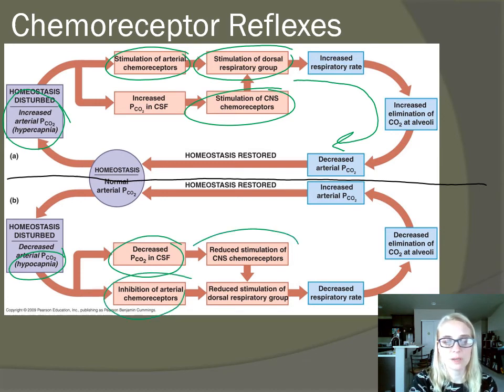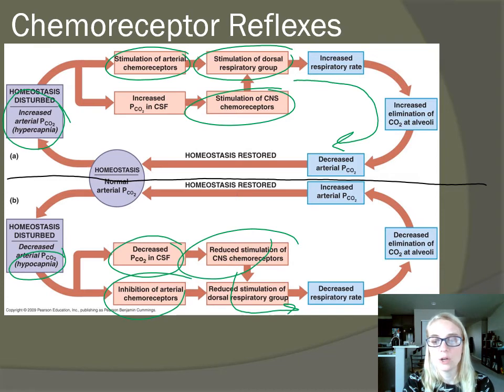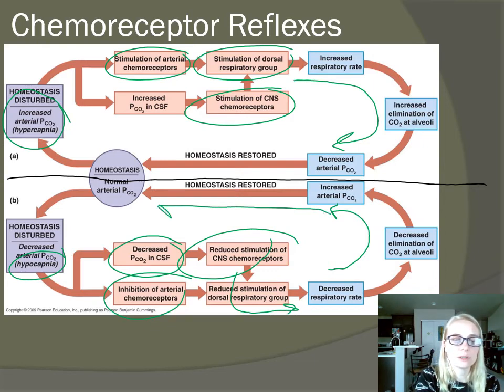So we have all of our receptors with reduced stimulation, so inhibiting the DRG, reducing your respiratory rate. You're holding on to more of that CO2. That extra CO2 then goes into your blood, bringing up your levels, getting you back to homeostasis. So we have built-in mechanisms that can monitor your carbon dioxide levels.